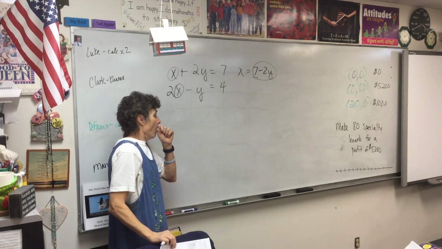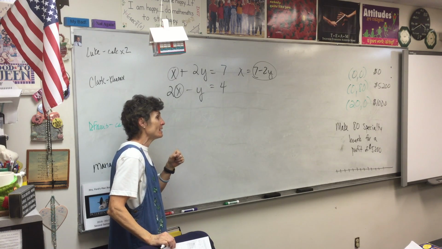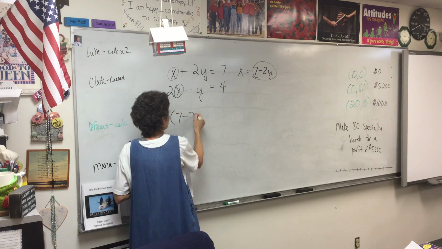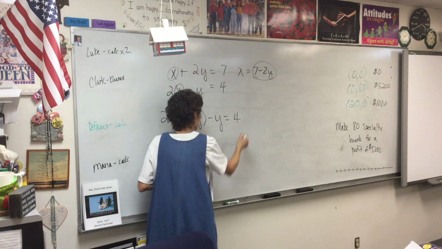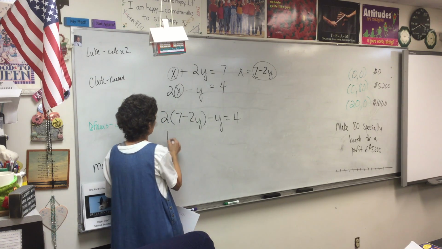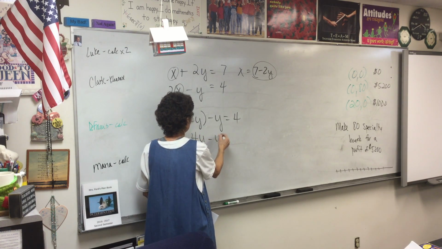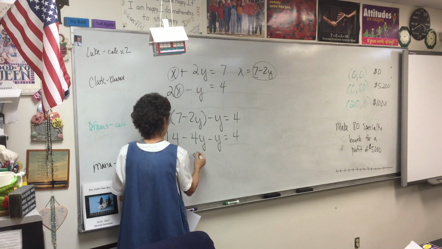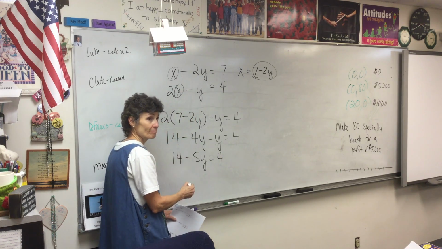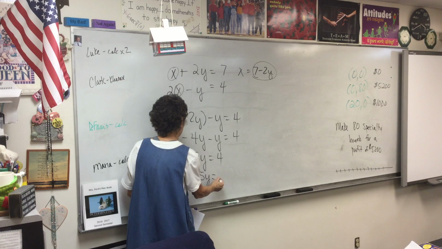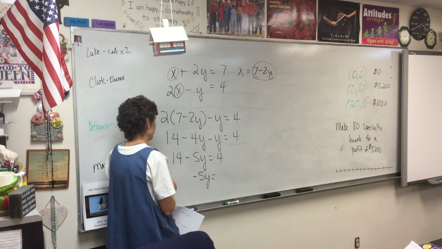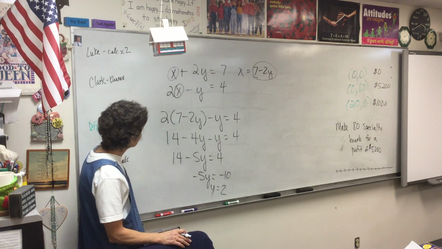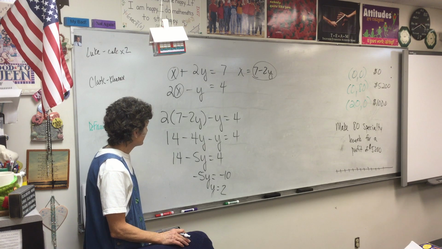Don't plug him in to the equation you got it from. Plug it into the other equation. So 2 times 7 minus 2y minus y equals 4. Do your distributive. Morgan, you working along here? Now I got 2 for y.